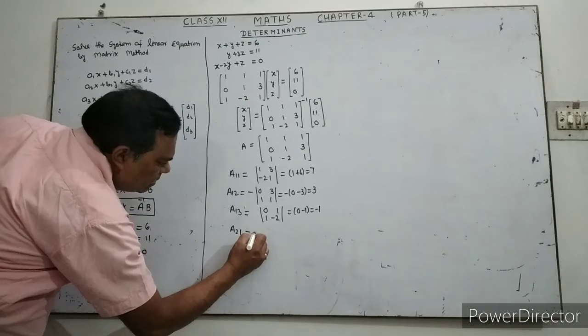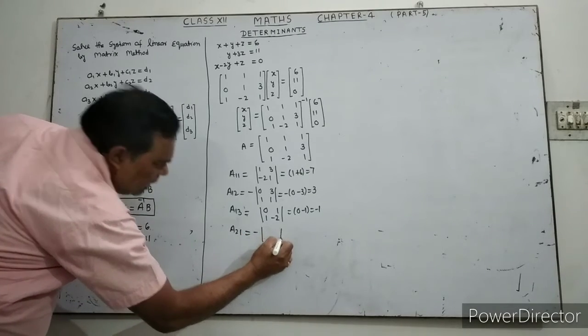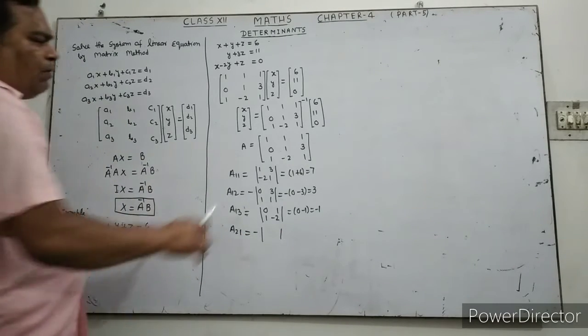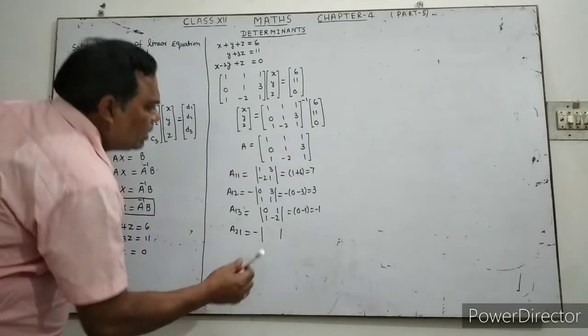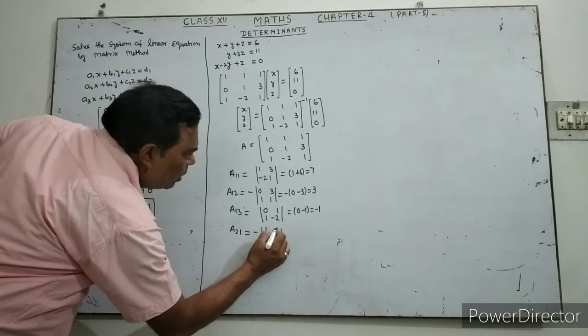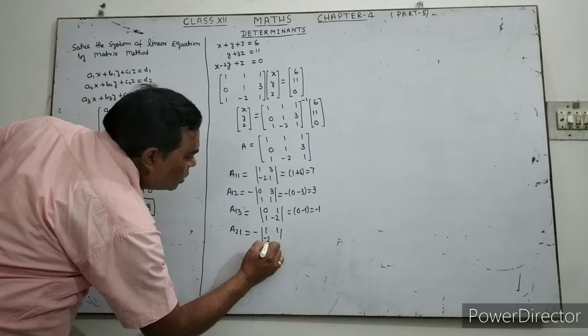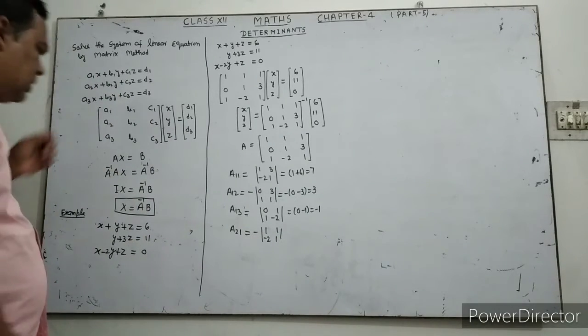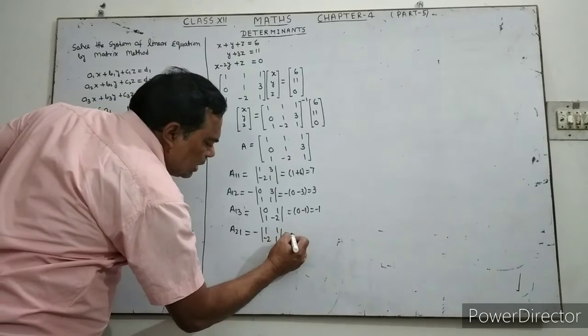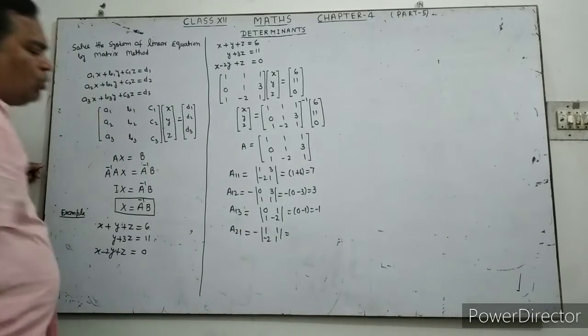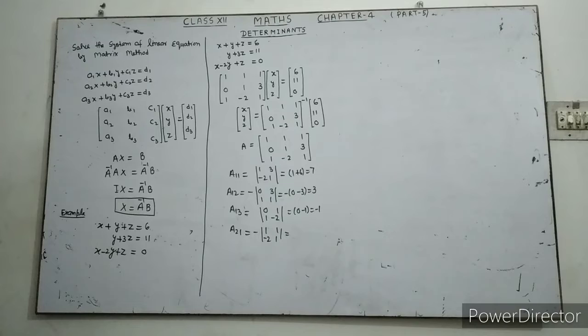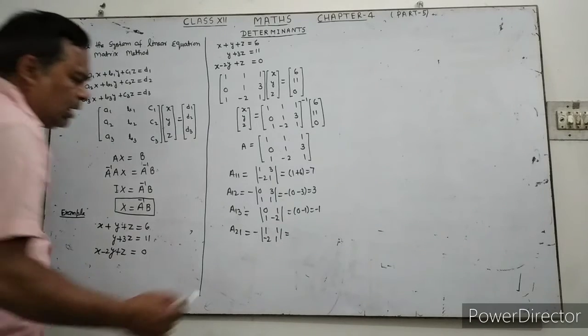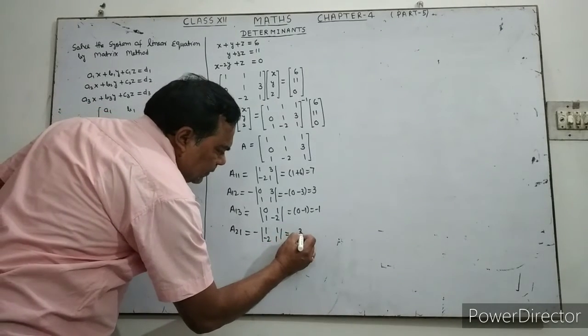Now A21, plus or minus. Forget this row, this column. Then 1, 1, minus 2, 1. This is 1 minus minus 2, with the minus sign. So 1 plus 2 is 3, and this is minus 3.